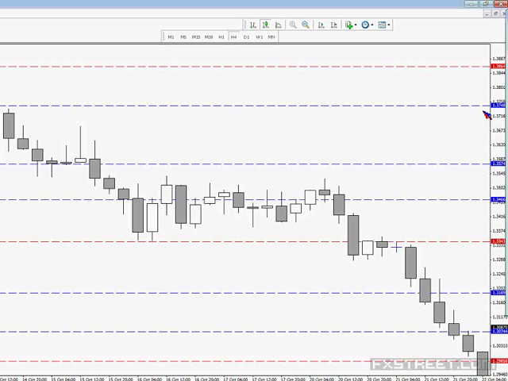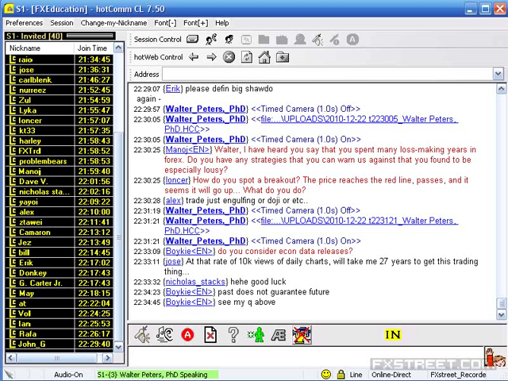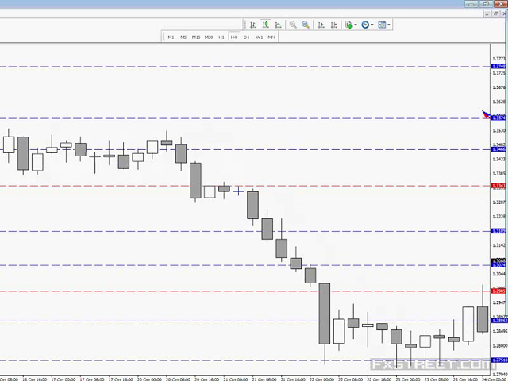So what I would do is something like this, which is what I'm doing right now. Boyke's asking if I consider economic data releases. The only one I really consider is the non-farm payroll, Boyke. In other words, I don't like taking trades during the non-farm payroll.